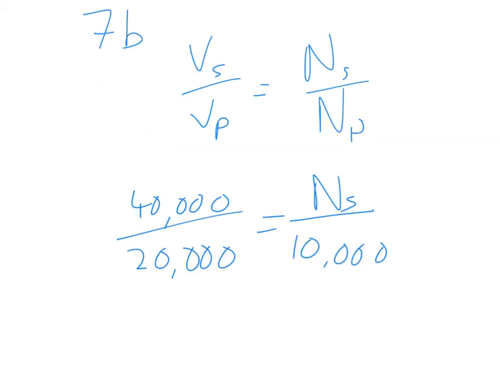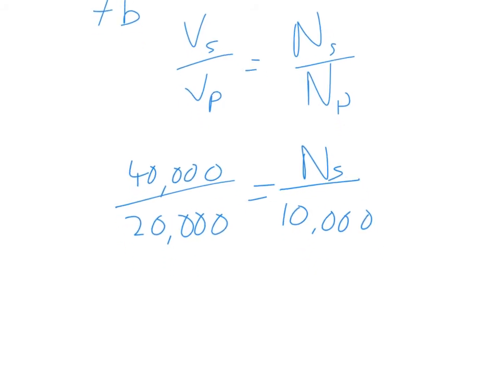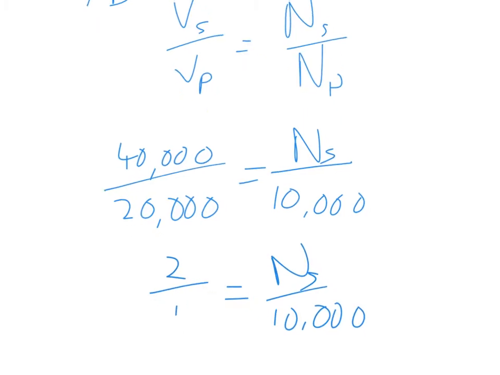For question 7 part B, we're asked if there was 10,000 turns in the primary coil, how many turns do you need to have in the secondary coil? So you can fill in the information again into this formula. The ratio of the voltages is the same as the ratio of the turns. Again, cross multiplying might be a nice option here. A handy shortcut you can use is just realizing that 40,000 divided by 20,000 actually simplifies to 2 over 1. And this might make your calculations a little bit easier.